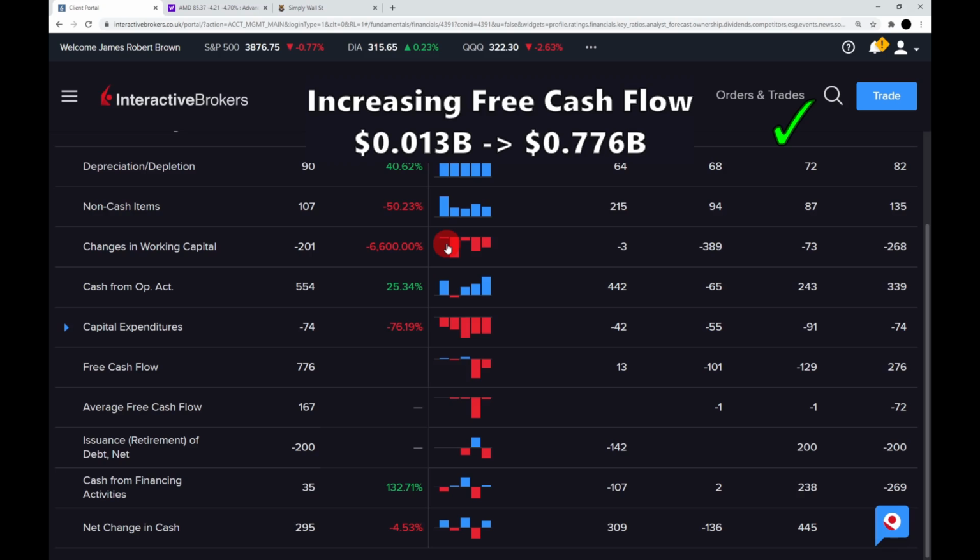Now looking at the last step is the free cash flow increasing. To get the free cash flow, we take cash from operating activities minus capital expenditures. So 5 years ago the free cash flow was 13 million, and now it is 776 million, so there's a check mark there, the free cash flow has increased.